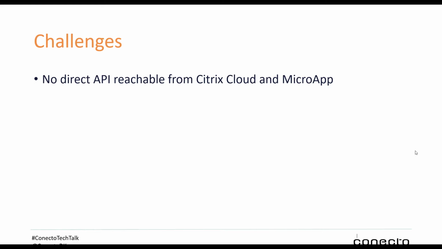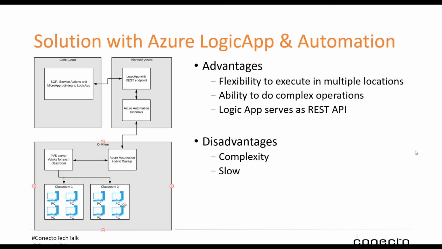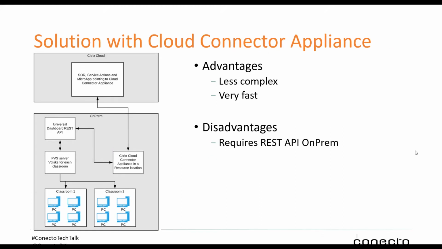A challenge: there's no API for PVS that the Citrix Cloud and the micro app can connect to. So we created two solutions for this, one using an Azure Logic app and a hybrid worker to carry out a PowerShell script on the PVS server. So it's pretty complex and pretty slow. The other solution was using the brand new Cloud Connector appliance. This simplifies things a lot and it works very fast compared to the other one.